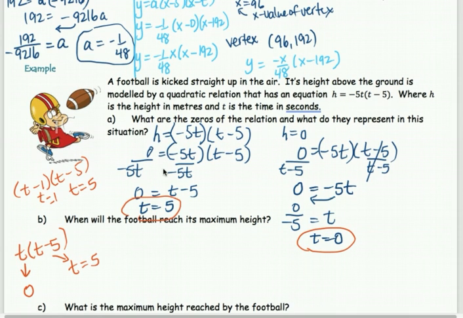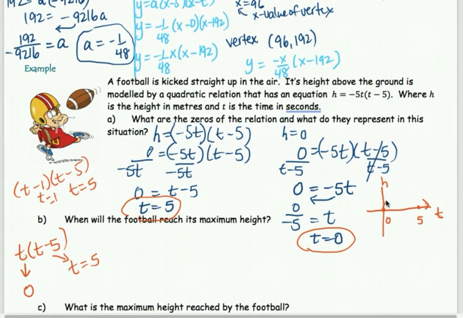Okay, so now that we've gotten our two intercepts, we still haven't finished this question here. What do they represent in the situation? We know h is height, and t represents the time that's passed. If we were to graph this, this would be our time and this is our height, and if we were kicking the ball, it's going up and then coming back down. So we have a time that's a 0 intercept, and we have 1 at 5. What do they mean in this problem?